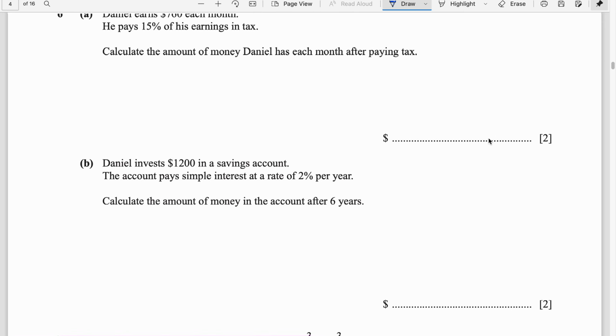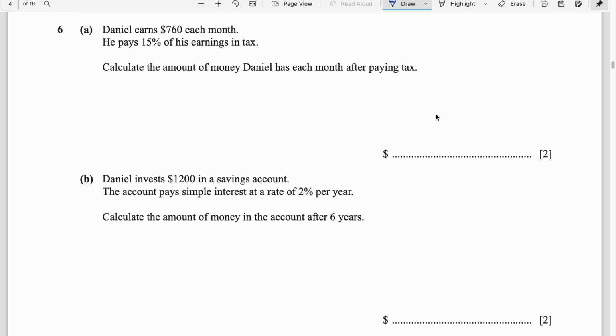Question number 6. Daniel earned $760 each month. He pays 15% of his earnings in tax. Calculate the amount Daniel has each month after paying tax. So 760 times 15 over 100. He paid 114 as tax. So 760 minus 114 is $646 left after paying the tax.